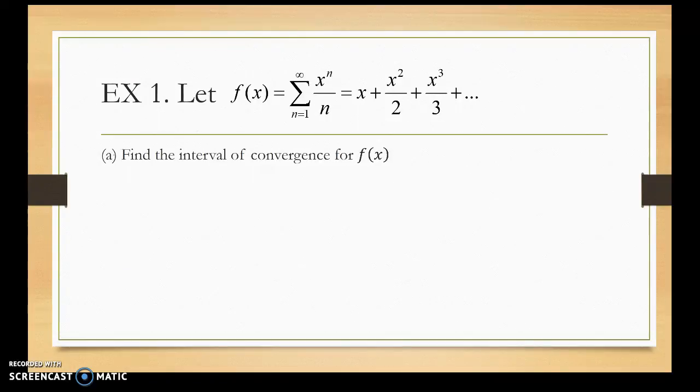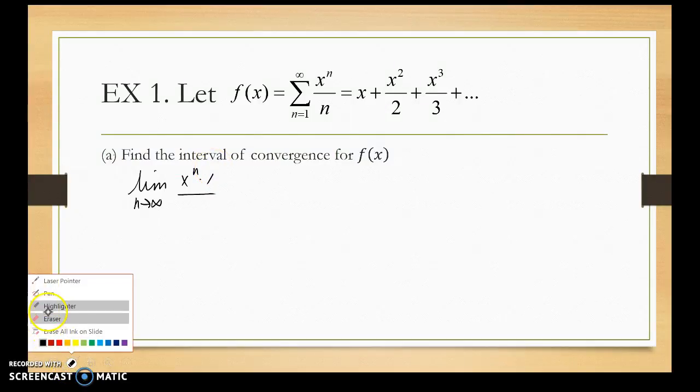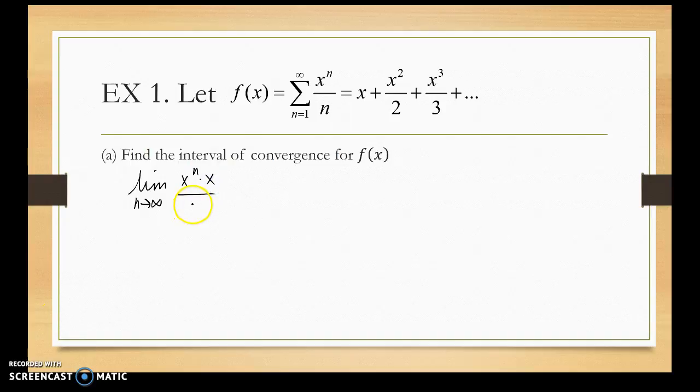Let this series be defined as x to the n divided by n. I just listed the first 3 terms. So let's start with the interval of convergence for the function itself. I use my ratio test: limit as n approaches infinity of the absolute value of x to the n times x, all divided by n plus 1, times n over x to the n.